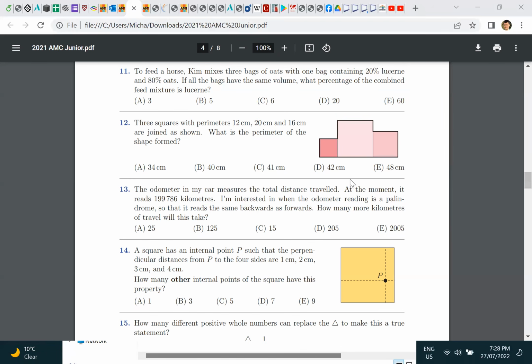So imagine the bags were 100-liter bags, right? Yeah. So you've got a 100-liter bag, 100-liter bag, 100-liter bag, and these are all oats, right? Yeah. And then you've got another 100-liter bag, but 20 liters is some other thing, and 80 liters is oats. That makes sense? Yeah.